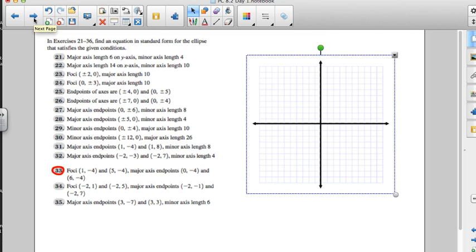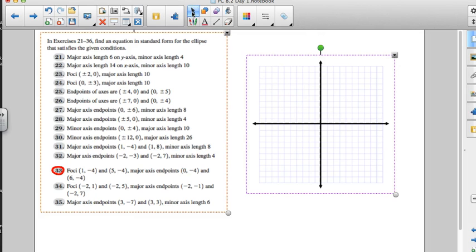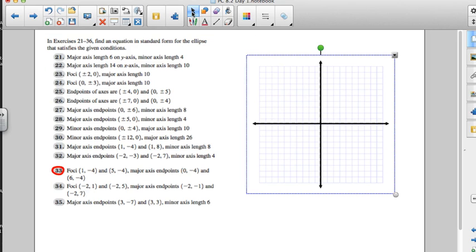we have number 33. And number 33 says in exercises 21 to 33, the same directions that we had before, we want to write an equation in standard form for the ellipse that satisfies the given conditions. And apparently I'm not going to get rid of that blue line around the graph. All right, so it says we have foci at (1, -4) and (5, -4), and I'm going to stop reading right there and graph that. So there is a focus at (1, -4), and there's another one at (5, -4).